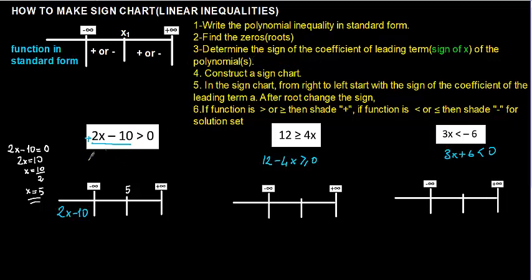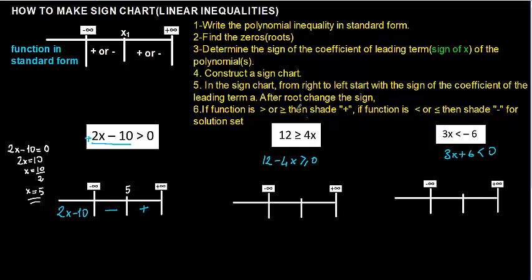Now construct the sign chart. It's already constructed. I put the values here, the minus infinity side and the plus infinity side. In the sign chart, from right to left, start with the sign of the coefficient of x. I'm going to start with plus. Because I have two intervals, between minus infinity and 5, and 5 to infinity, there are two intervals. I'm going to write plus here because the sign of the leading coefficient of x is plus. And it says that after the root, change the sign. Here there's only one root. If it is plus, the sign changes to minus.